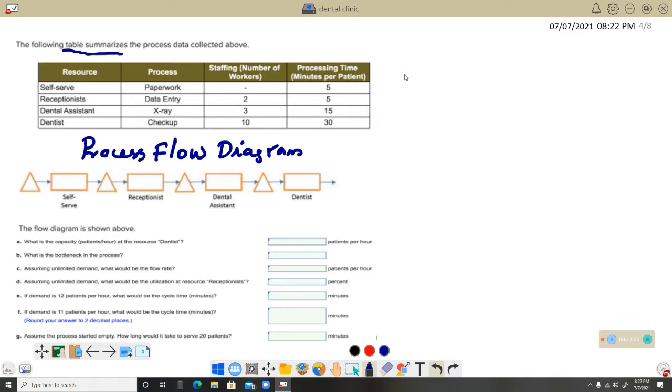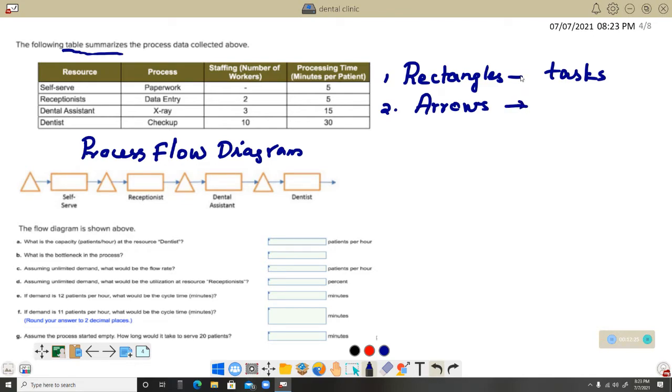Rectangles, what is the purpose of rectangles? Understand that. Rectangles are mainly used to represent tasks. This is point number 1. Point number 2, you can see arrows. These are mainly used to represent the flow.